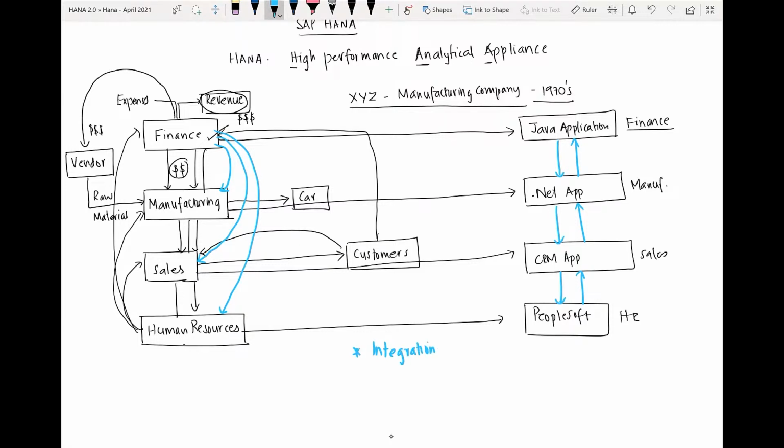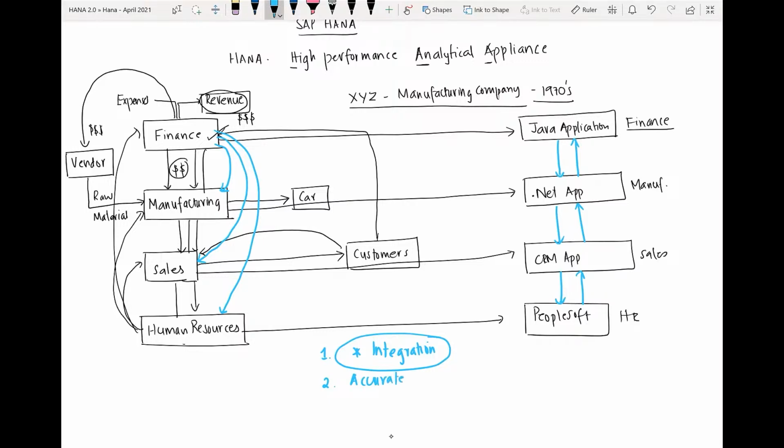How do I effectively send the information from a finance application to my manufacturing application, and from manufacturing to human resource and sales, and vice versa? So integration between the systems within an organization was an extremely big challenge. So this was one of the challenges. The second challenge was, were they able to confirm that whatever information has been shared between these applications was still accurate?